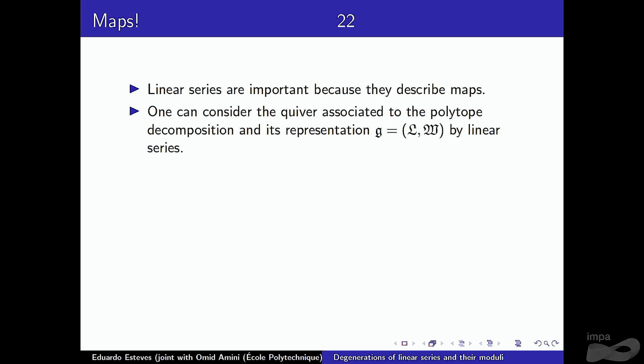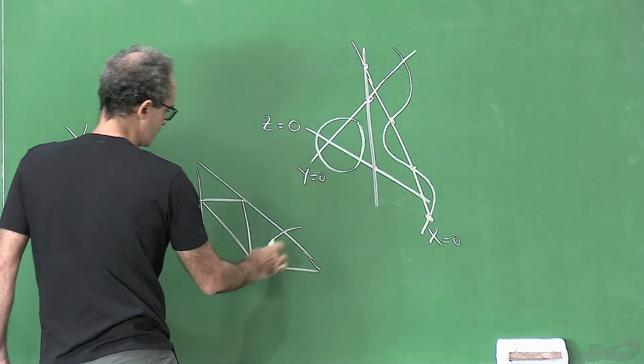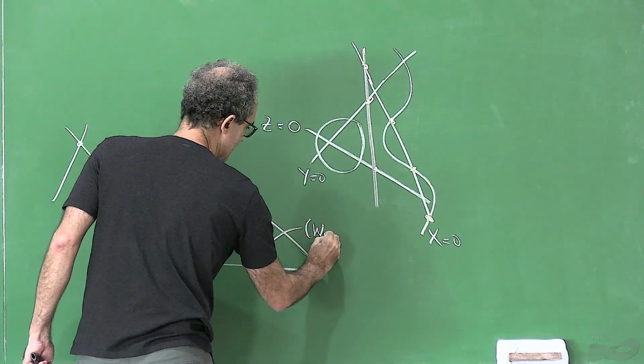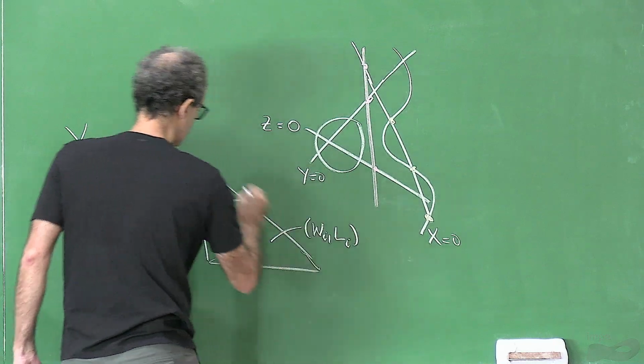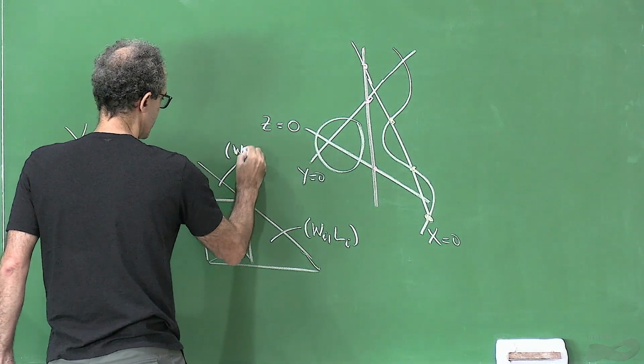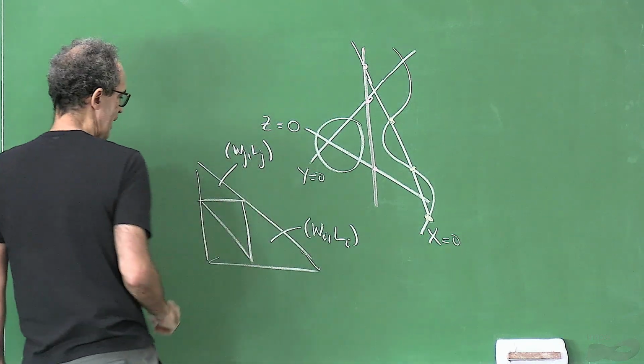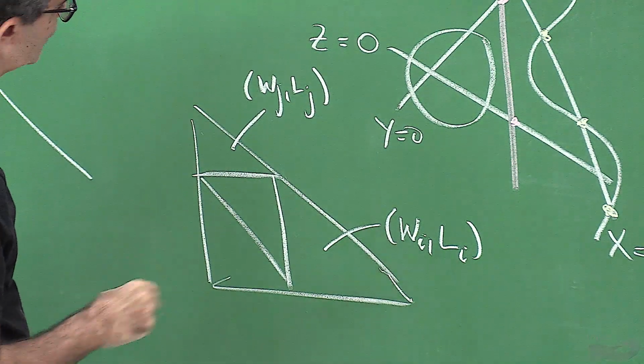Let's look at maps then. We can consider this quiver associated to the polytope decomposition and its representation by linear series. Let me just draw here some polytope decomposition. What I was saying is that to each polytope, you have associated a linear series, right? So that you have a Wj, Lj. And you can look at the quiver associated to the polytope.